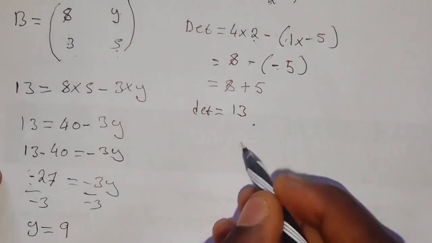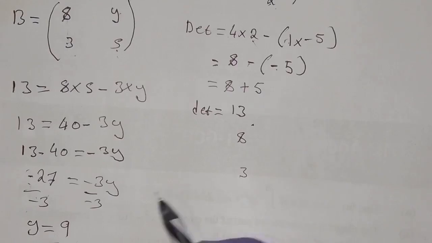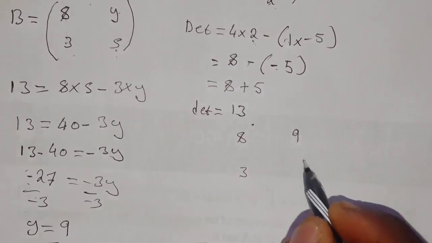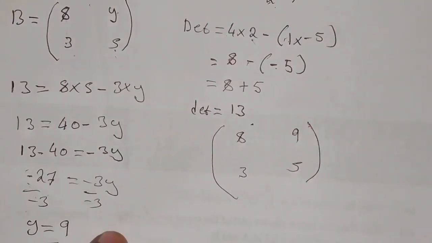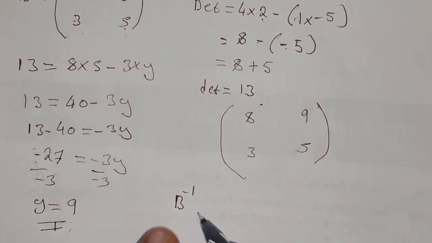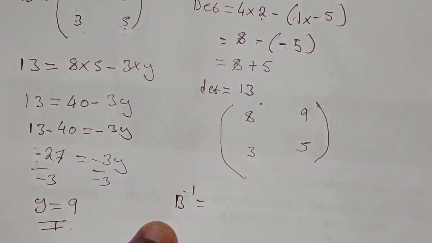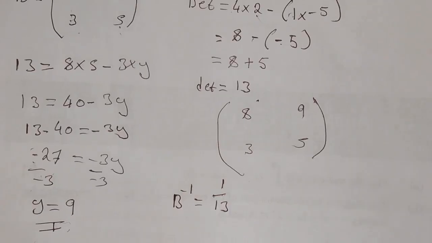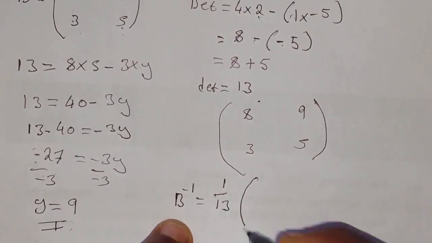So we have our matrix B: 8, 3, 9, which is the value for y, and 5 down here. I've been told to find B inverse. So B inverse equals, you put your determinant, which we found to be 13. So I'm going to have 1 over 13 here. This 1 over the determinant will multiply with the matrix.